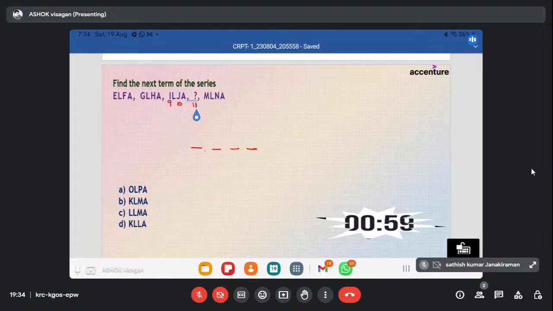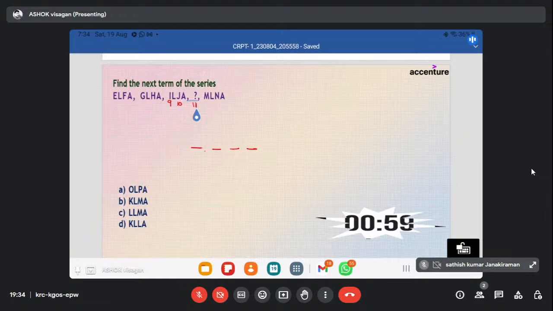So we need to find out the missing series. The first one starts with E. The second set starts with G. The third set starts with I. If you check the first letters, E, F, G, H, I, one letter is missing each time. So our answer should start with K. The first letter is K.